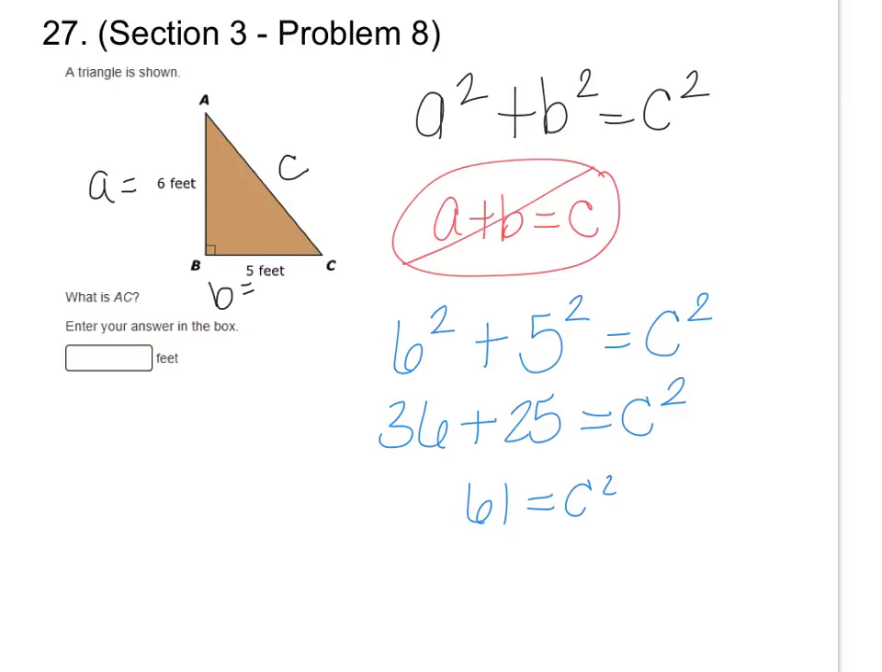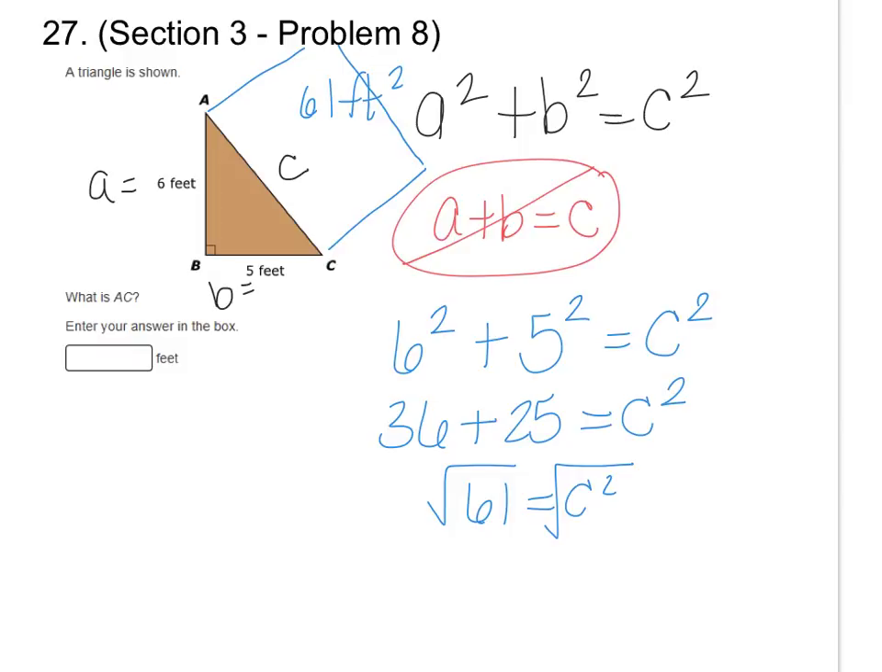Now c squared is not the length of the side. C squared is, remember, if we made a big square and put it on the edge of that hypotenuse, that would be the area of that big square, 61 feet squared. So if we want to find the length of just one side of that big square, we have to take the square root of both sides.